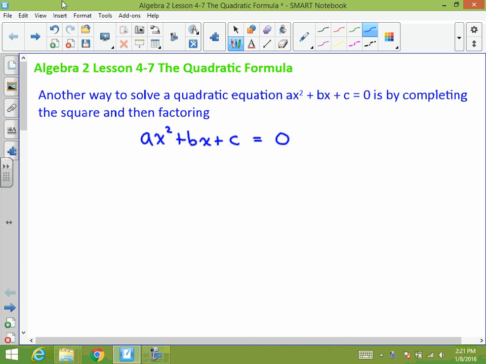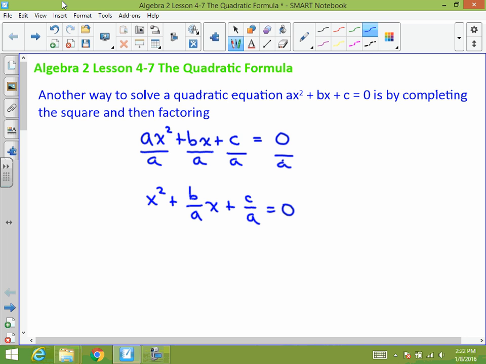Remember, when you're going to complete the square, the first term, the a term, has to be 1. So the first thing we have to do is get rid of that a, so we divide everything by a. I'll divide this by a, this by a, this by a, and 0 by a, which is still 0. So here we get x squared plus b over a x plus c over a equals 0.